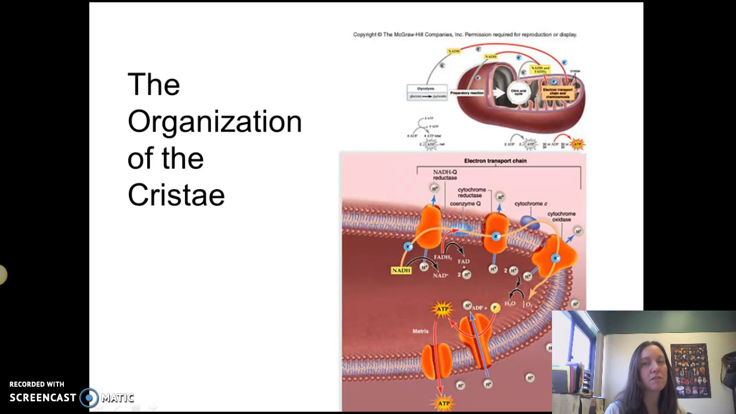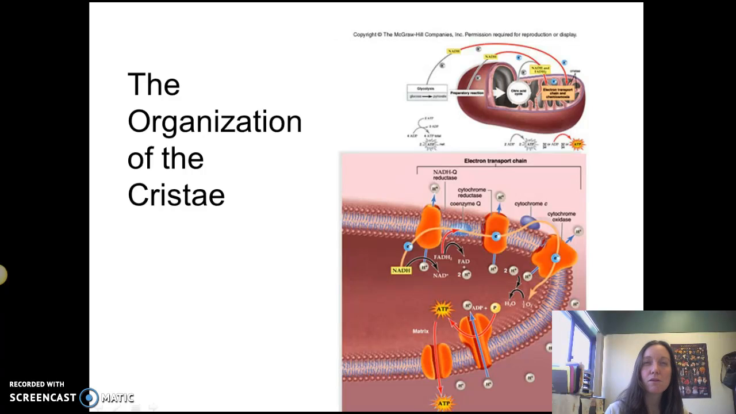You'll notice that something else is happening in this picture, and you'll read about this in your textbook as well. Hydrogens get pumped across the membrane as the electrons are passed down the chain. What this does is form a concentration gradient of hydrogens on both sides of the membrane. We end up with a high concentration on one side and a low concentration on the other side.